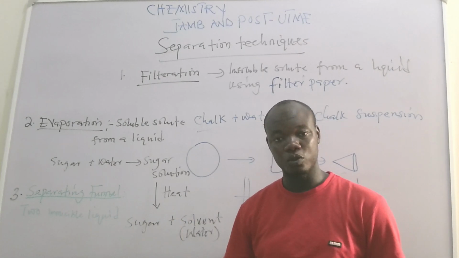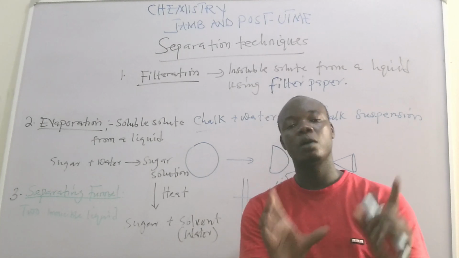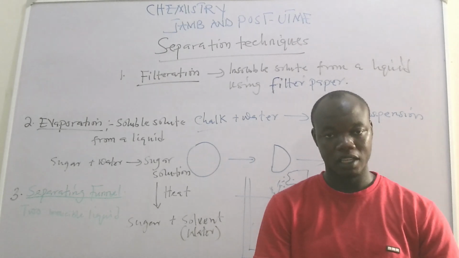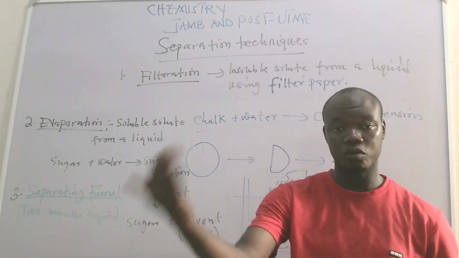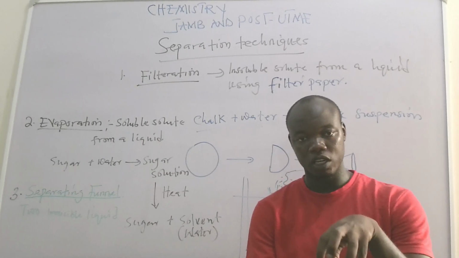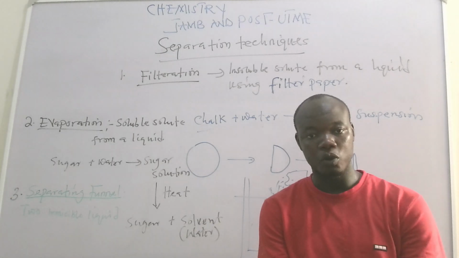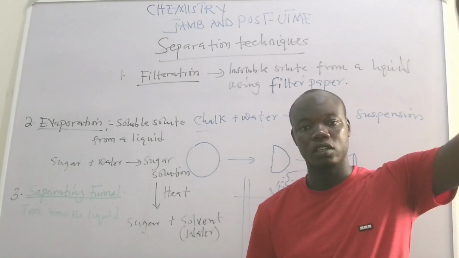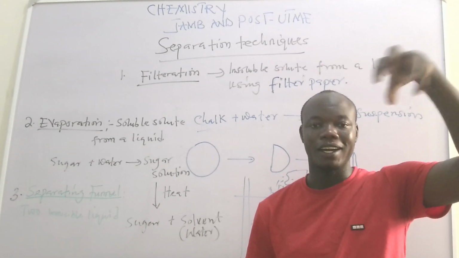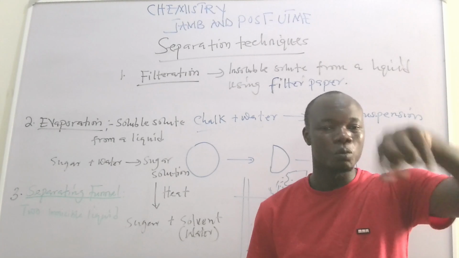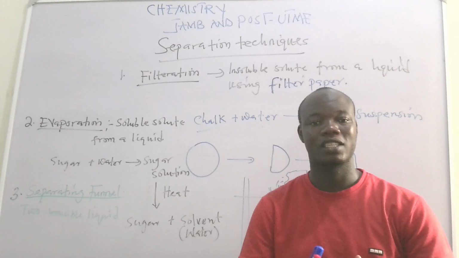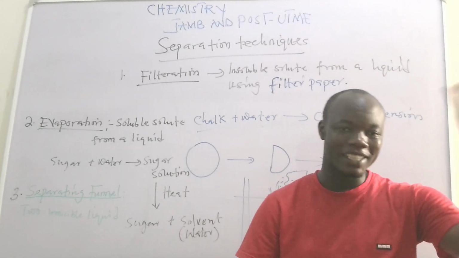And what are the examples of these two immiscible liquids? If you have kerosene and water, they cannot mix together. When you have kerosene and you put water, you realize that the water is usually found below, while the kerosene will be at the surface, at the top of the water. The reason is that water is denser than kerosene. One is denser than the other, so that is why they cannot mix.